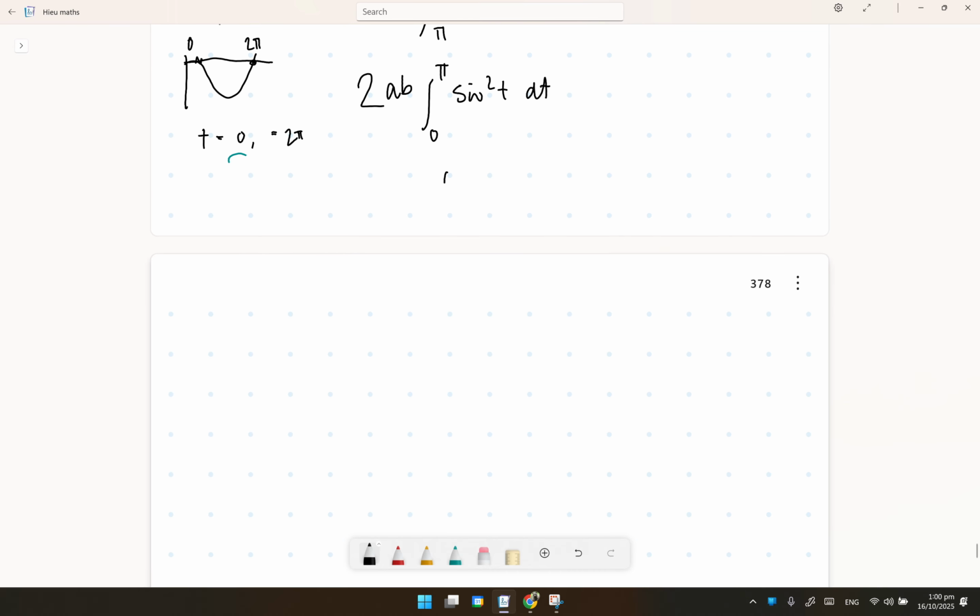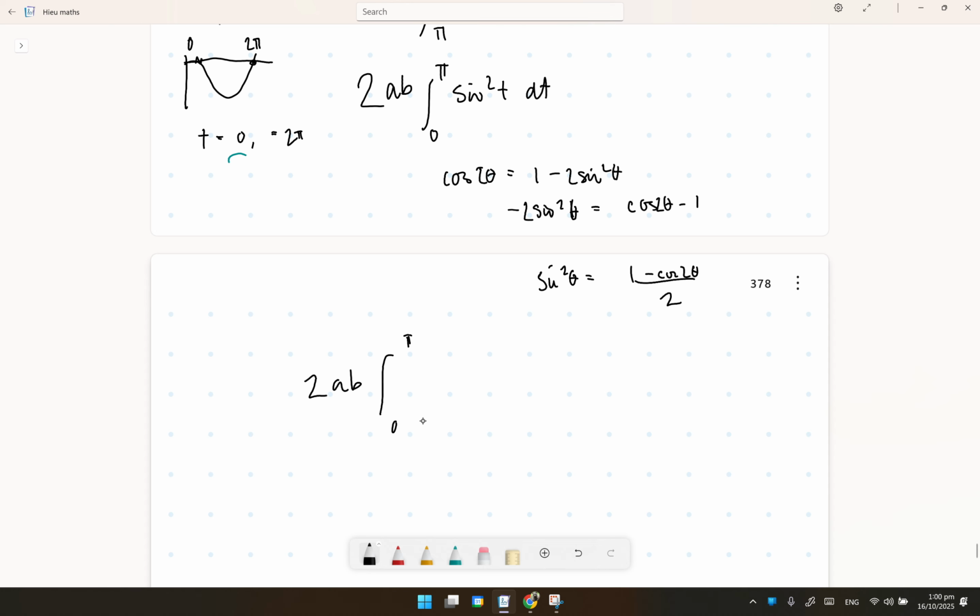Okay, now we can use the double angle identity: cos 2 theta equals 1 minus 2 sine squared theta. So sine squared theta, I never am able to do this, is therefore (1 minus cos 2 theta) over 2. Okay, so now our integration turns into something like this. Let's split this prematurely.